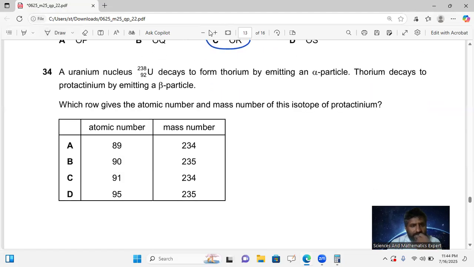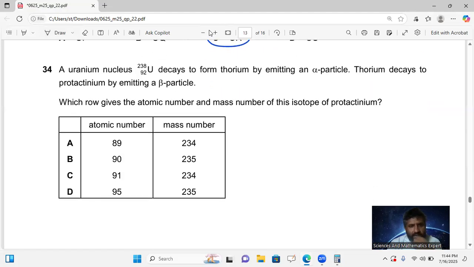After that, he is going towards this: uranium 92-238 decays to thorium by emitting an alpha particle, and thorium decays to protactinium by emitting a beta particle. Which row describes the atomic number and mass number of the isotope of protactinium?